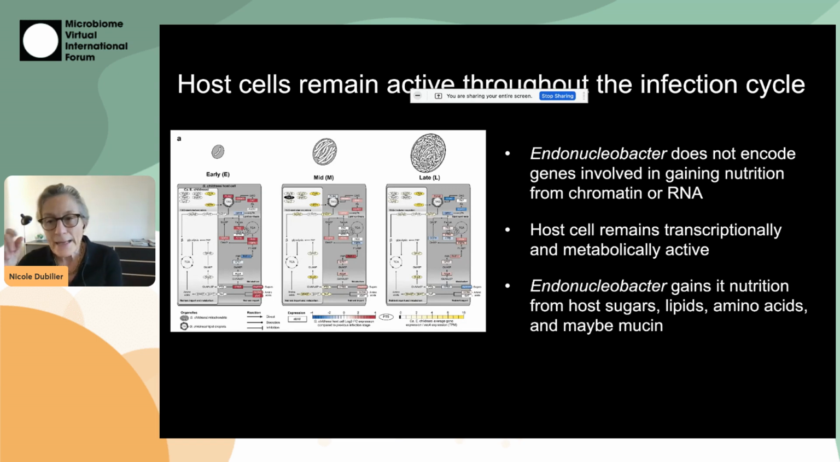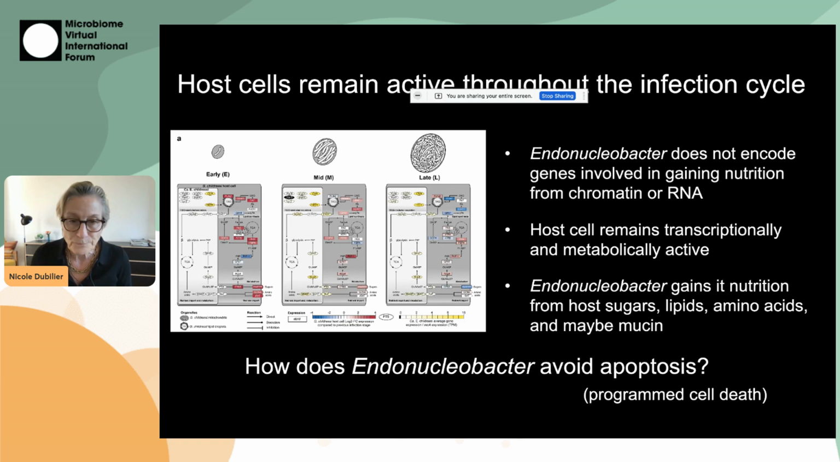The pathogen gains its nutrition from host sugars, lipids, amino acids, and possibly mucin, which is mucus on the outside, which is interesting because it's not quite clear how it accesses this. But we have some hypotheses about that as well. And it's clear when you do the calculations for 80,000 cells that the host cell it infects can't provide enough nutrition on its own. The host sugars, lipids, and amino acids are drawn from neighboring cells as well.